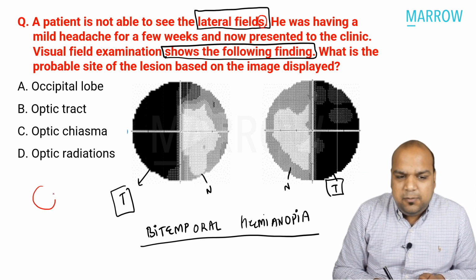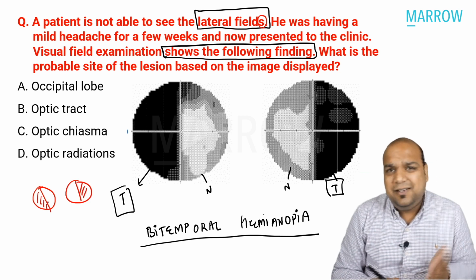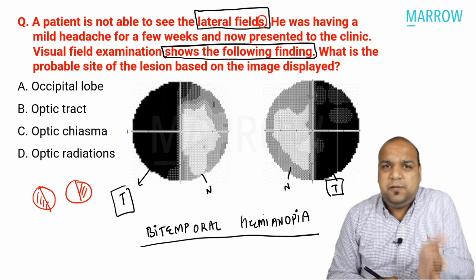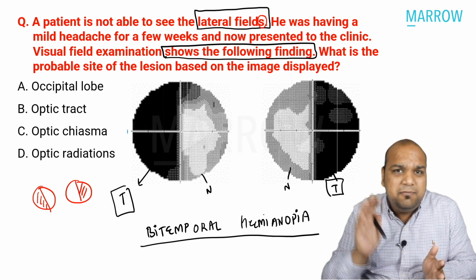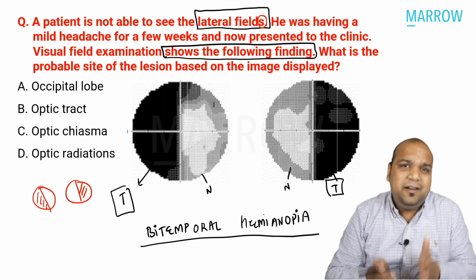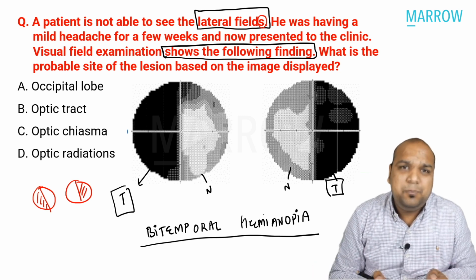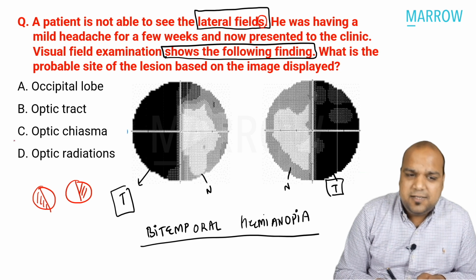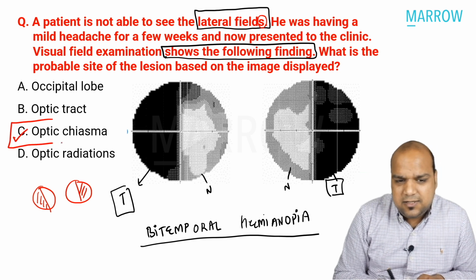Lateral means what, everybody? Lateral means this. The patient is not able to see lateral fields. There is no visual field defect in which a patient is not able to see one of the lateral fields, everybody. So that should not have been the answer. Lateral field means both lateral fields, both temporal sides, everybody. The answer is as clear as daylight.